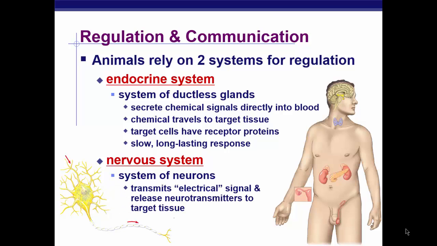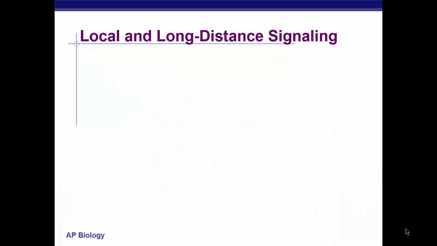The nervous system is a system of neurons. You've heard of that plenty of times before. It is a system of electrical signals and released neurotransmitters to a specific target tissue. And this is a fast, short-lasting response. Everything we'll be talking about in this video is communication based on one of these two options.